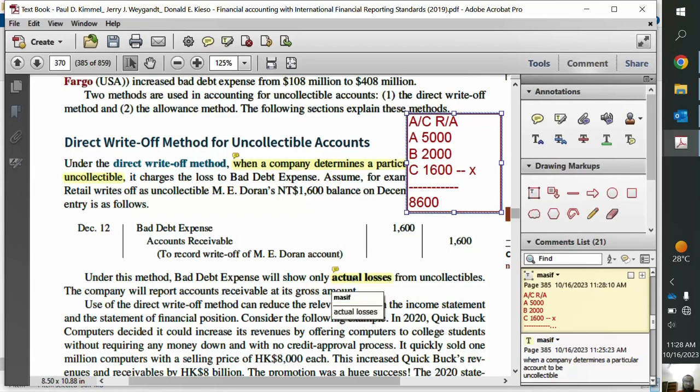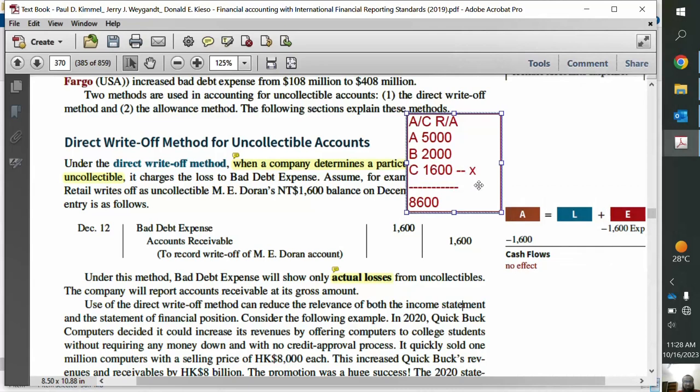So that's why this is known as the direct write-off method, when we actually get to know that this customer is not going to pay. It's not necessary that this is the full amount. It's also possible that customer C comes to us and says, okay, receive this 600. So he pays us 600, and then he says, I don't have any extra money, I have gone bankrupt. So maybe in that case, we will credit accounts receivable by just 1,000.